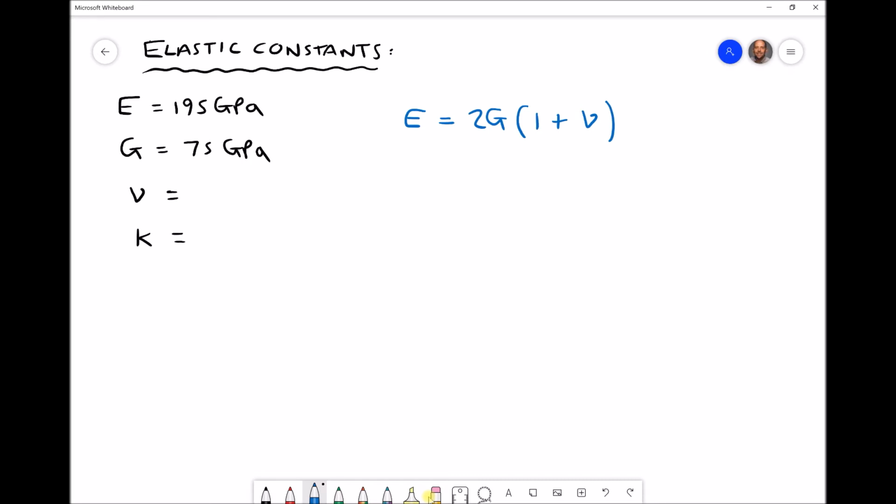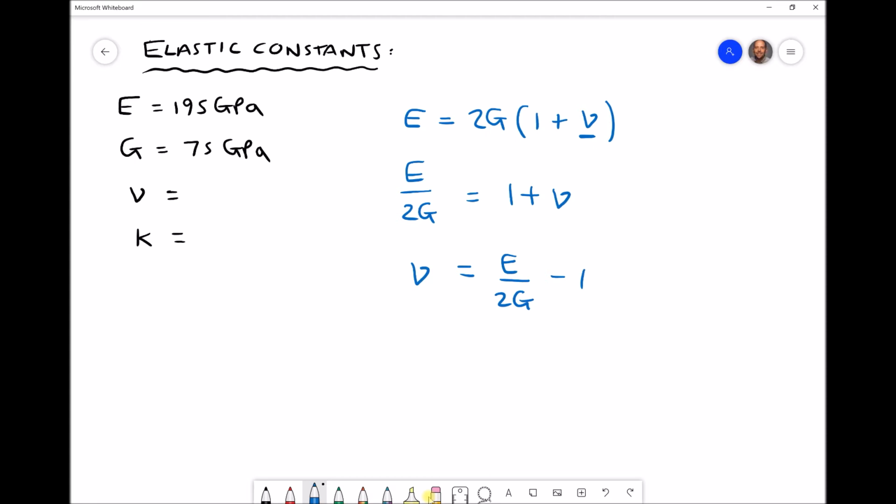Now, looking at the example we have here, we know the elastic modulus and we know the modulus of rigidity, and the first thing that we're trying to find is the unknown Poisson's ratio. So the first thing that we can do to each side of this equation is divide by 2G, and we're going to get E divided by 2G equals 1 plus the Poisson's ratio. Therefore, the Poisson's ratio is just E over 2G minus 1.